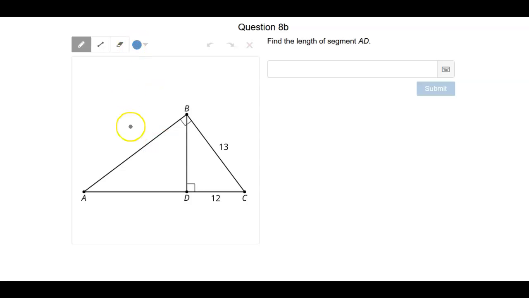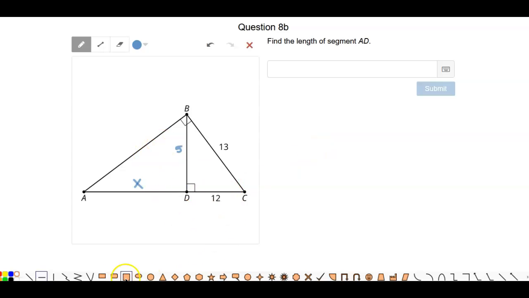Question 8b is asking us to find the length of segment AD. So that's this segment right here. In the last problem, we saw that the side length here is 5. So I'm going to redraw these two triangles, but I'm going to have them oriented the same direction.